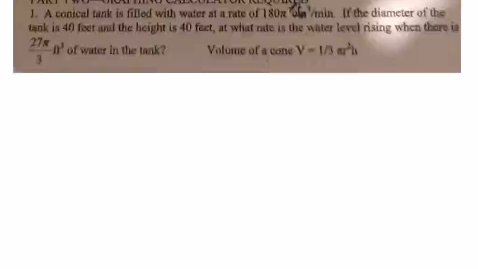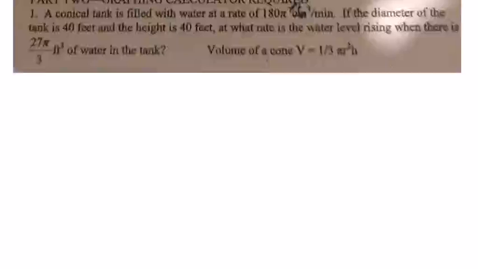Number 1 on the graphing calculator. So this one is a tank problem. It's a conical tank, so that means it's a cone. They give me the volume of a cone. They give me a rate, so that kind of implies to me maybe this is a related rate problem. They give me some information about diameter, which is going to tell me about radius. They tell me the height.